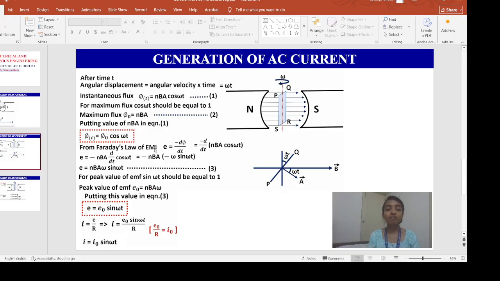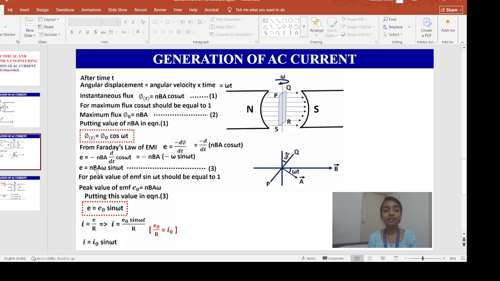As we know from Faraday's law of electromagnetic induction, the EMF equals minus d phi by dt, minus d by dt of, we just put the value of phi over here, which is nothing but NBA cos omega t. So if we take the derivative of this phi, we will get minus NBA d by dt of cos omega t. So it is minus NBA of minus omega sine omega t, or EMF is NBA omega sine omega t. So let it be equation number 3.